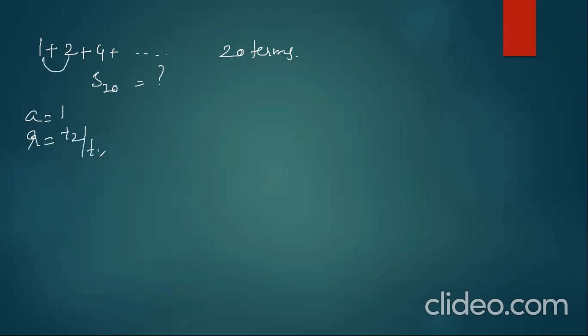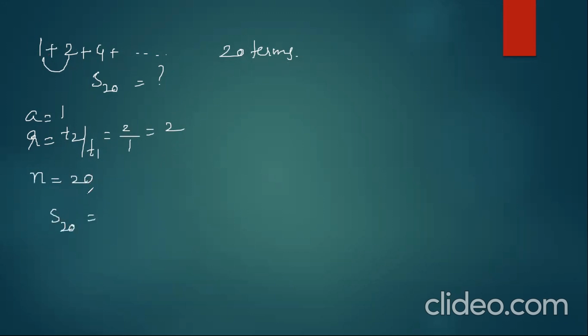Take the same series: 1 plus 2 plus 4 plus so on, up to 20 terms. Find the sum of the first 20 terms. How do we do it? S20 is equal to... In order to find S20, first you write what is given. A is equal to 1 and R is equal to T2 by T1, that is 2 upon 1, which is equal to 2. A and R you know, and what about n? n is 20. Can we easily find S20?